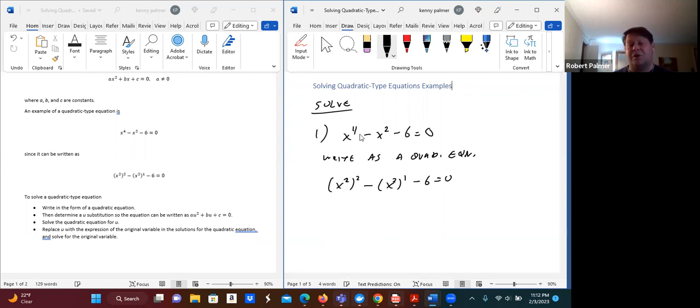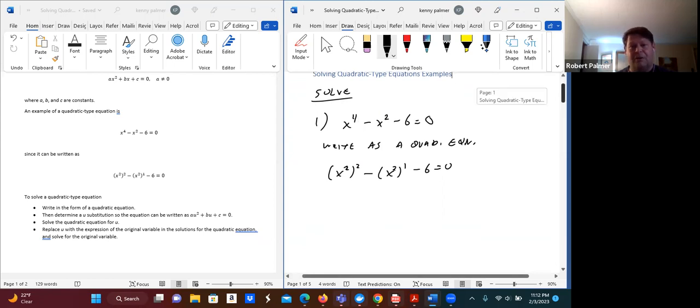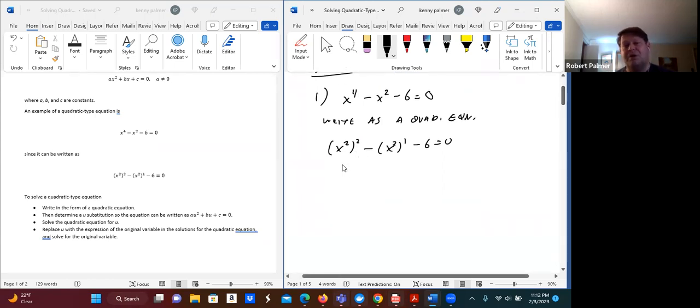Once again, not everything can be done this way. If this had been x to the fourth minus x cubed, we couldn't do it this way, but this one just works out. So basically, you're looking for something where this power is twice this power. Now, what we're going to use is called a u substitution. I'm going to say let u is equal to x squared.